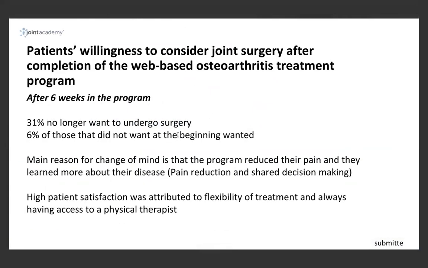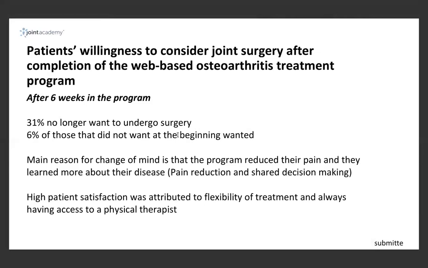What did we find from the digital program? In the clinical version, 30% no longer wished to have a joint replacement. The digital program actually beat it: 31% said they no longer wish to have a joint replacement. The main reason people felt they didn't need to have the joint replacement was that education piece.